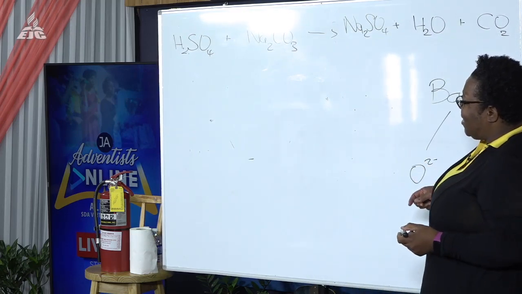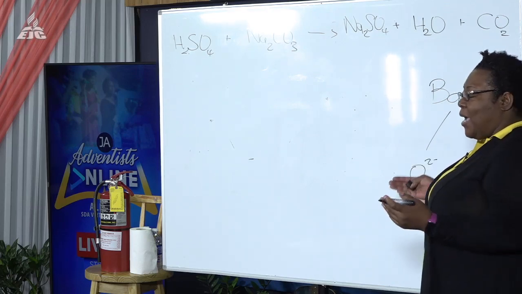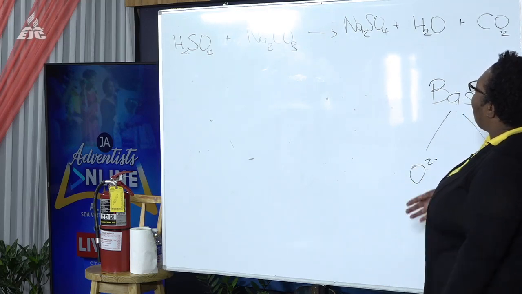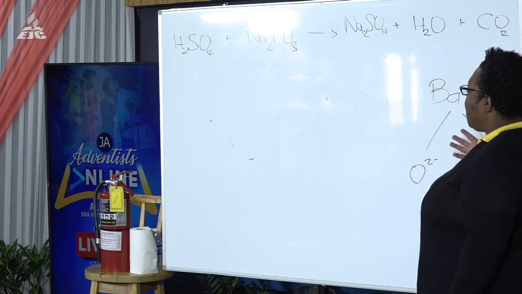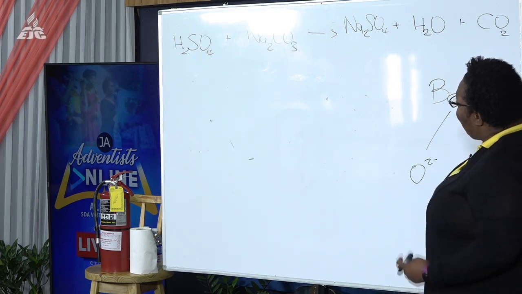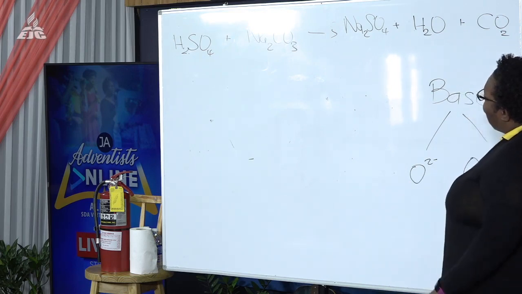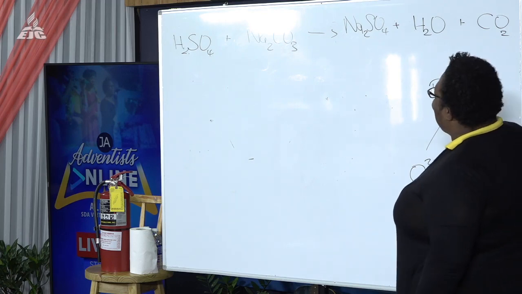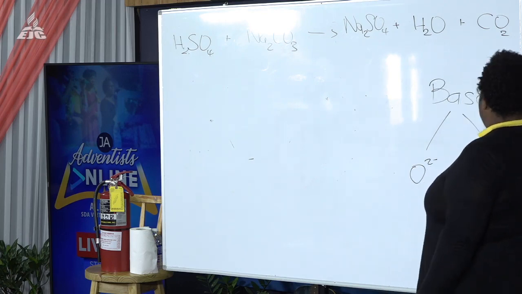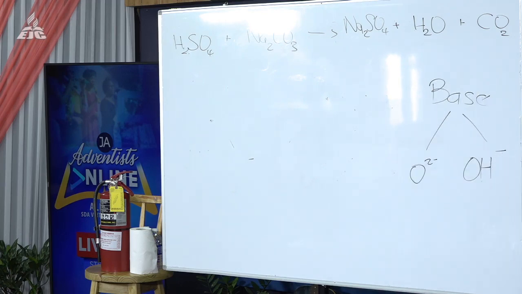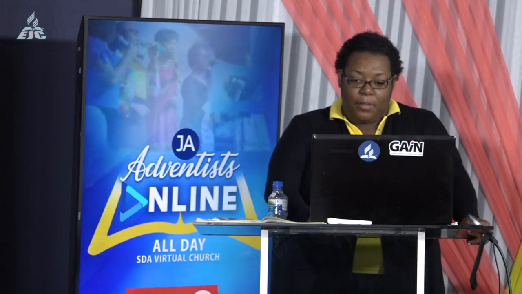So acids react with carbonates and hydrogen carbonates to form a salt, water, and carbon dioxide. Is our equation balanced, by the way? It seems so. Yes, it is. All right, so let us move on. And a little later on, I will give you a few others to do.